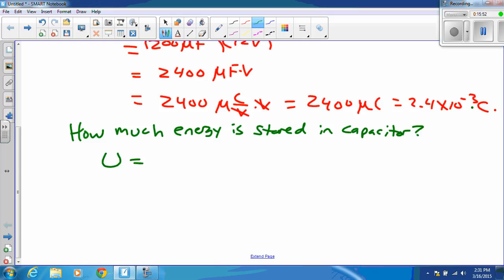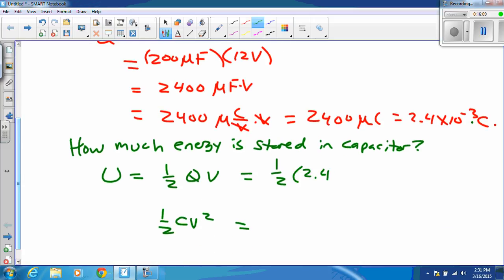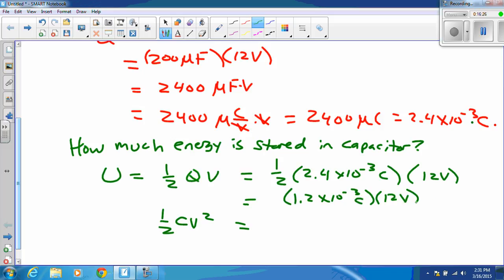We can immediately say that the amount of energy stored, U, is equal to either 1/2 QV or 1/2 CV squared. Take your pick. Either one is guaranteed to give me the same answer. If I do 1/2 QV, because I've already computed Q as 2.4 times 10 to the minus 3 coulombs, and V is 12 volts, then multiplying these together, 1/2 times 2.4 times 10 to the minus 3 coulombs times 12 volts gives 1.44 times 10 to the minus 2.